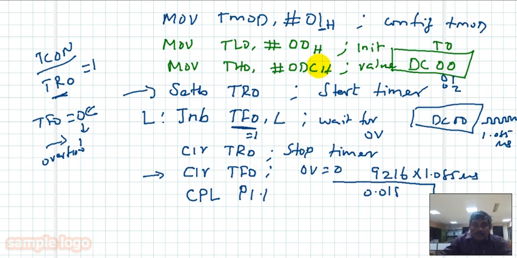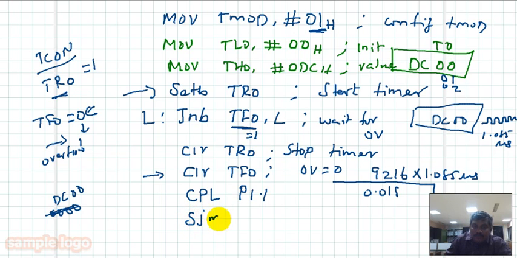Then you are using mode 1. Mode 1 is not auto reload mode. When the timer overflows, then from the second iteration, the timer will start from 0. But we don't want this 0 for our application. We should start the timer from DC00. Then only we will get the required delay. Then reloading the initial value is highly required.